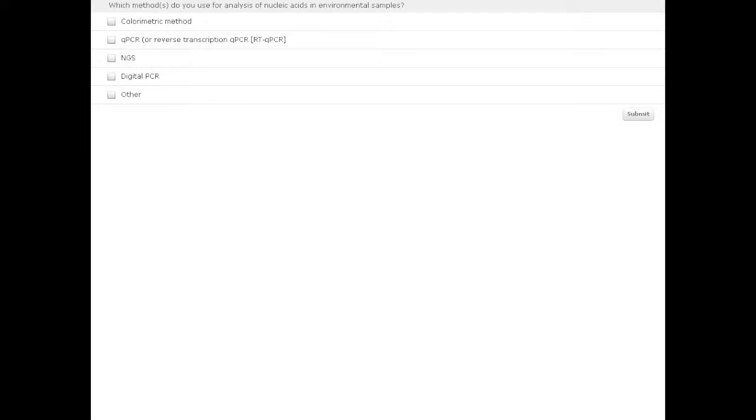So we have, of course, colorimetric methods, which can include a wide variety of different media and substrates, qPCR or even qRT-PCR, next-gen sequencing, digital PCR, or any other method that you might see fit. Okay, another few seconds, and let's see what kind of results we're obtaining.